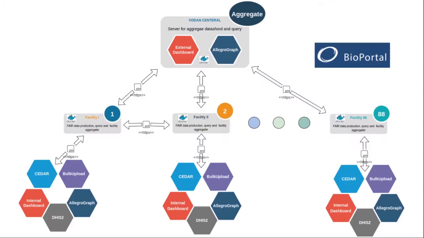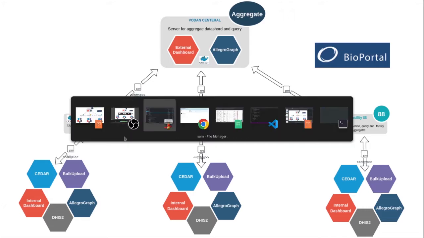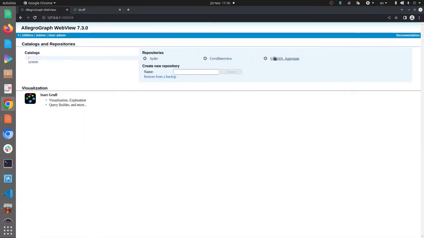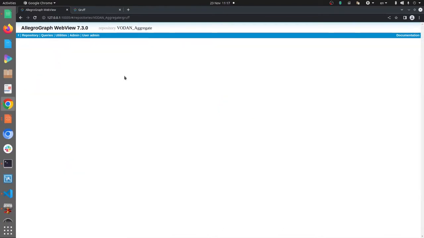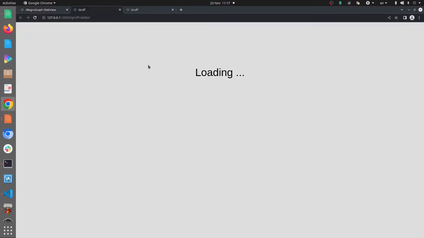I'll now be demonstrating the different tools that we use in VODAN Africa. I'll demonstrate three cases: an aggregate data set that's collected from the different health facilities, a research data set that we collected for COVID, and a data set on Ida referral hospital. I will start with the first one, which is an aggregate data set from VODAN Africa.